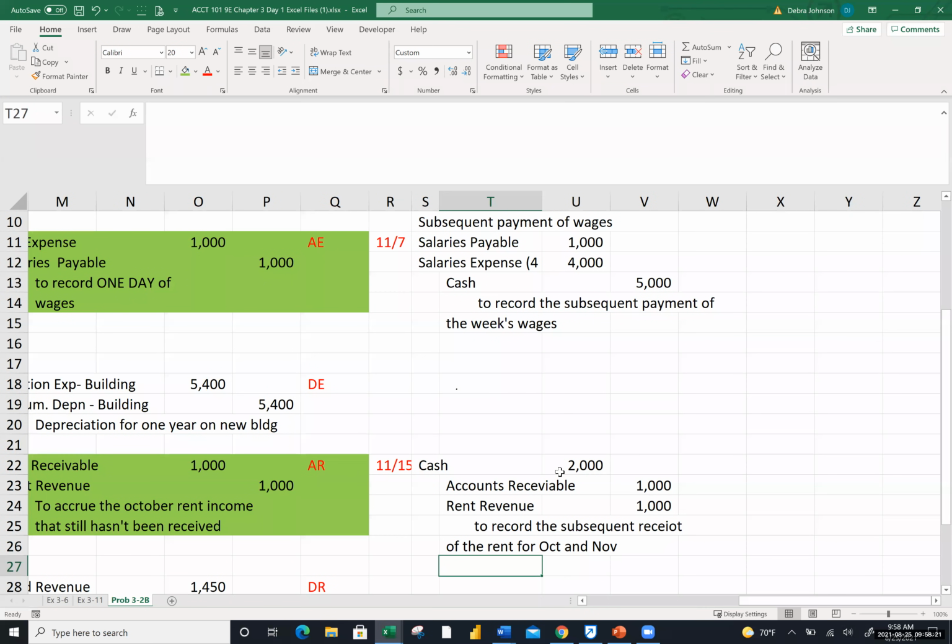So questions on anything having to do with adjusting entries or what they are, why they're needed, or how we classify them? Anything related to any of that?